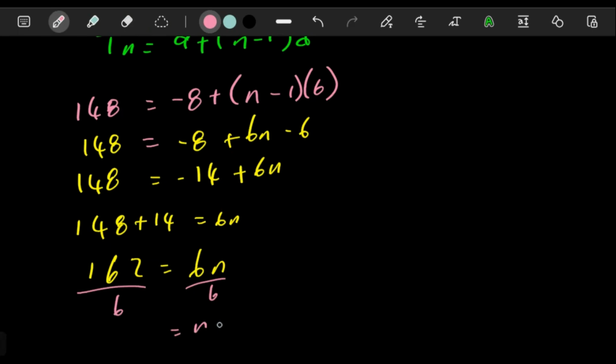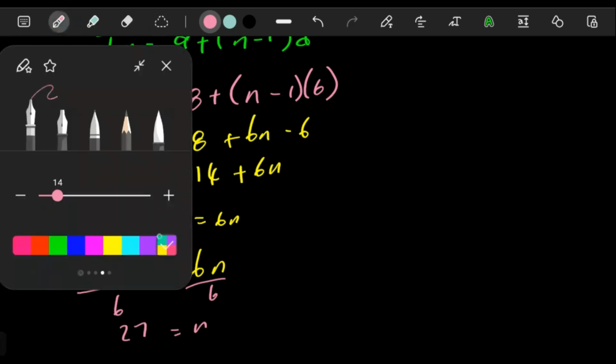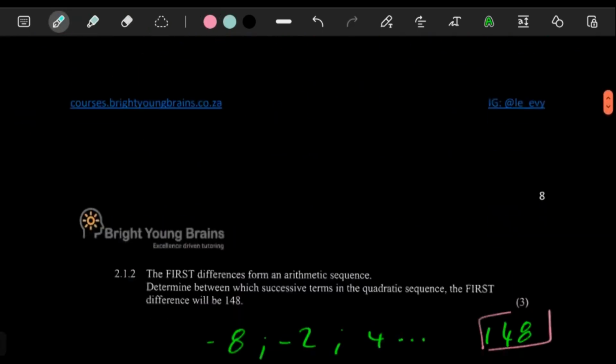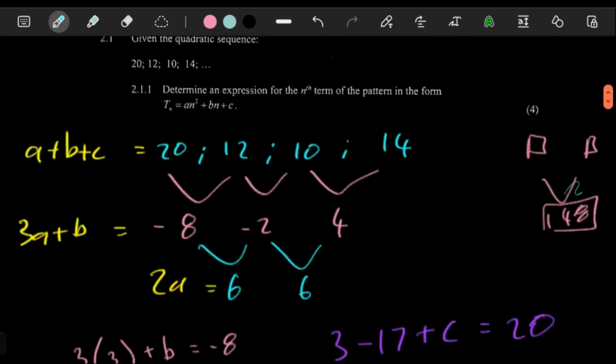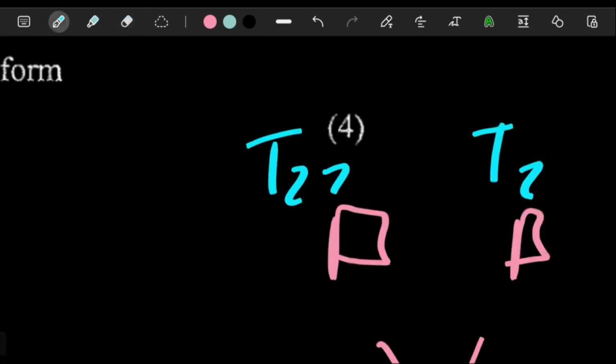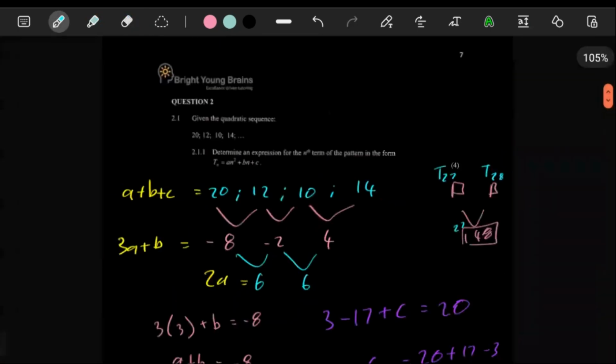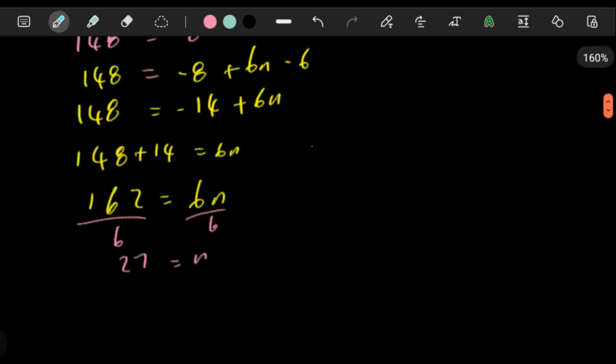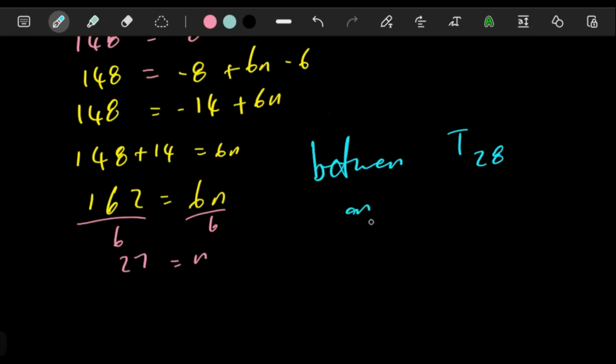Let's see in our calculator. This is going to give us 27. So what we know is, if 148 is in position 40, if this is in position 27, it means that this is term number 27. It means this is term number 28, based on the logic that we spoke about in the beginning. So that's what we're going to say in our answer. We're going to say between term 28 and 27. See, between T28 and T27. That's our answer.